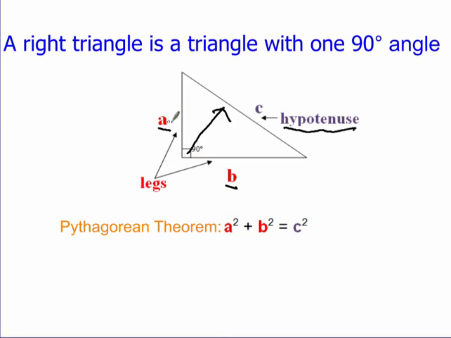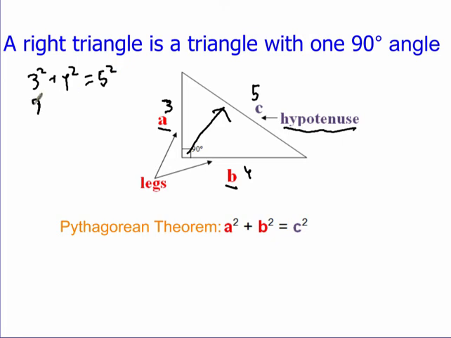If I take A and I square it, and I take B and I square it, I get C squared. Okay, A squared plus B squared equals C squared. For example, if I told you that A was 3 and B was 4 and C was 5, well, then I could say, well, 3 squared plus 4 squared equals 5 squared.